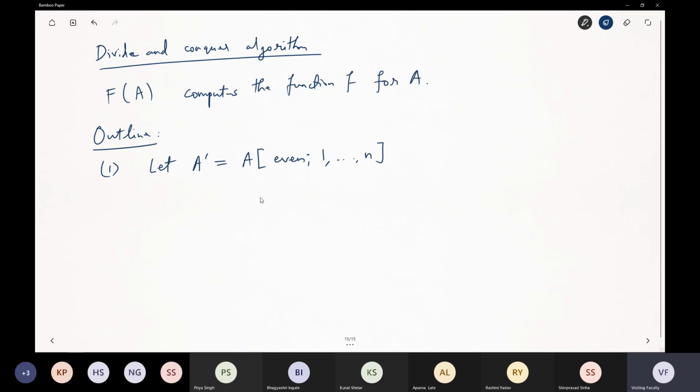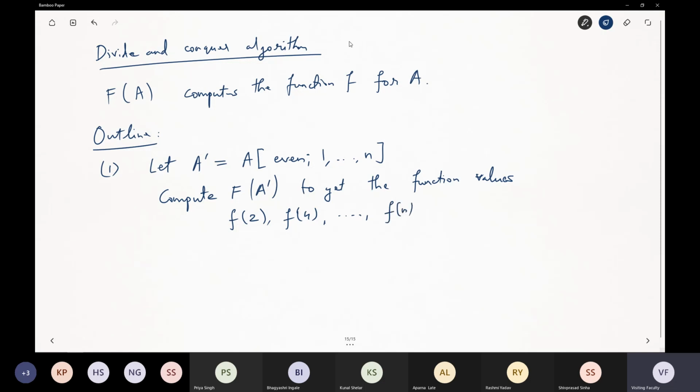It has only half the number of rows. Now you recurse, you apply this algorithm, whatever it is, on the smaller thing. So compute the algorithm f on the array a prime to get the function values, which you will get only for the even rows. So you will get f2, f4, and so on, up to let's say fn. Let us assume n is even.